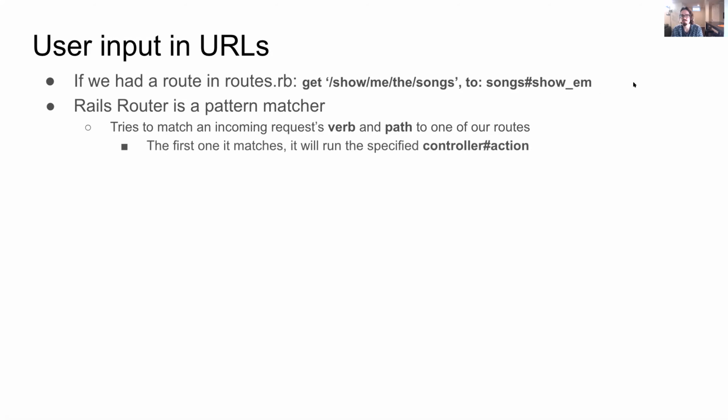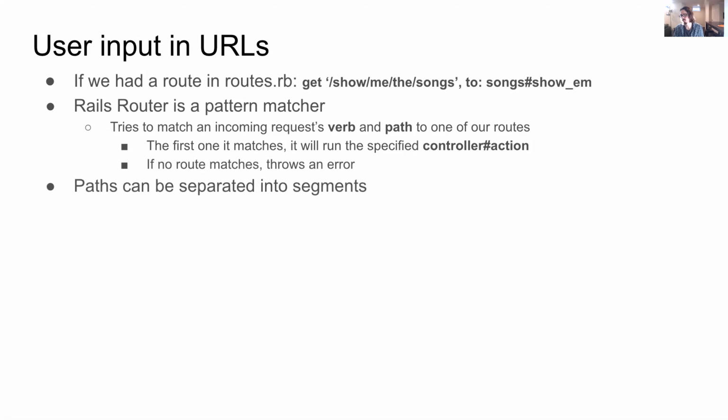So the Rails router is going to look at the verb and path of the incoming request, match it to one of our routes, and the first one that it matches, it's then going to execute that controller action. So as soon as Rails matches this get to show me the songs, whatever we have listed for a controller action, it would then execute that. So that's how our Rails router works. If no route matches, it's going to throw an error. So that's your routing error, the no route matches error that we've seen before.